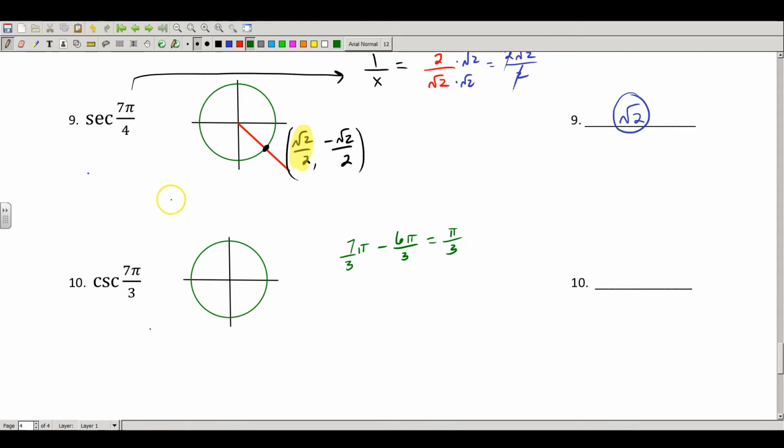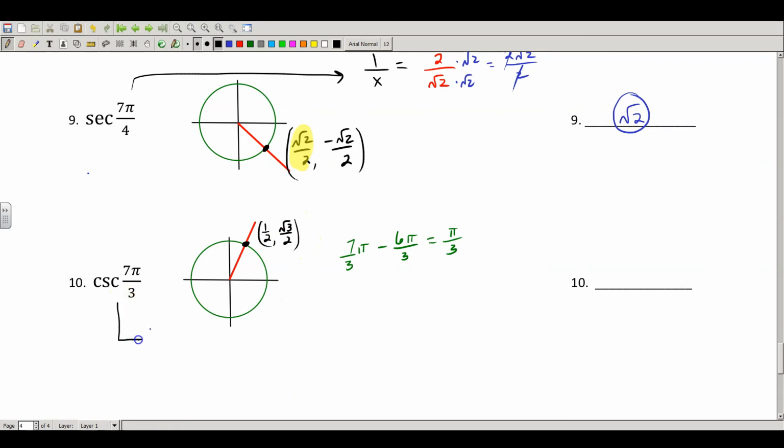All right, I know where that one is, right? So pi over 3 is just up here, quadrant 1. Now I'm going to have my point. The point is 1/2 to the right, a short side to the right, and then the long side is the y value, so √3/2. All right, I have my point.